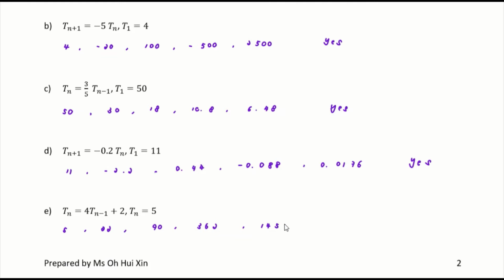So you can see that when you look at this, they do not have a common difference, and they do not have a common ratio as well. This is called a sequence because you can get it by using a recurrence relation. But it's not AP, it's not GP, it's just a normal sequence that we have. So this is no.